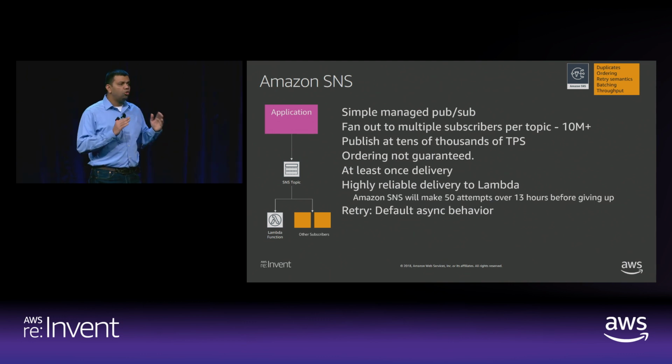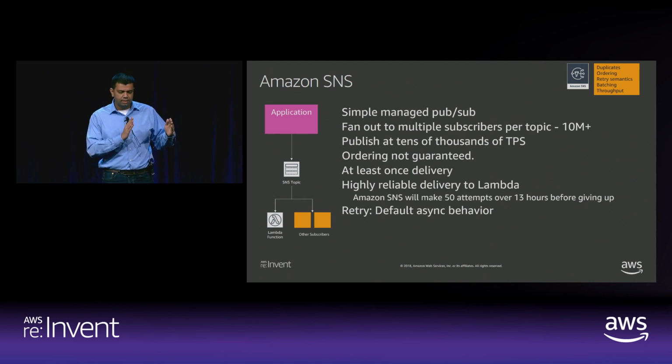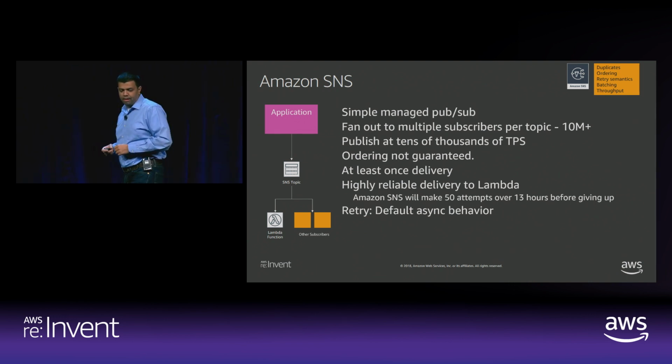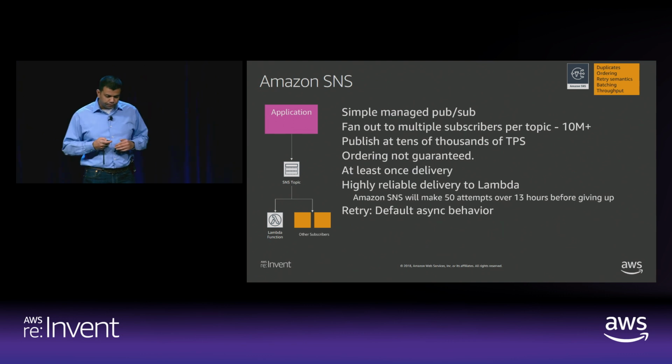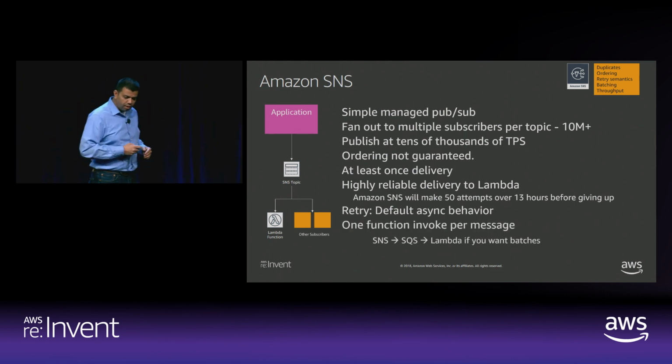And then there are two components to delivery of the event from the SNS side to the Lambda side. The first component is getting the message from SNS to the Lambda's intake queue, and that is highly reliable. SNS will make up to 50 attempts over 12 hours and ensure the delivery of that event. Once the event gets into the Lambda queue, it is processed with the default behavior. This is the same async behavior that we discussed a little earlier.